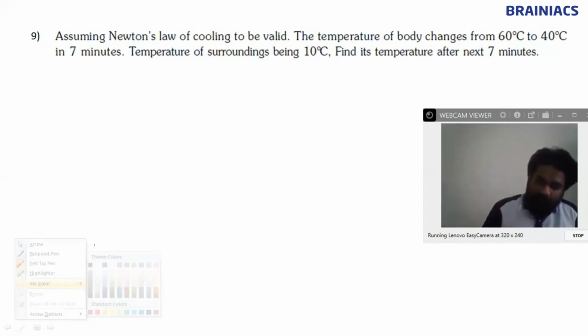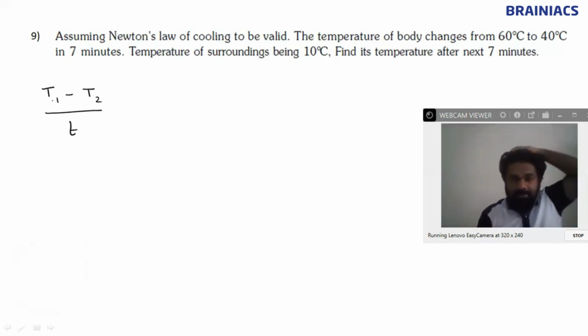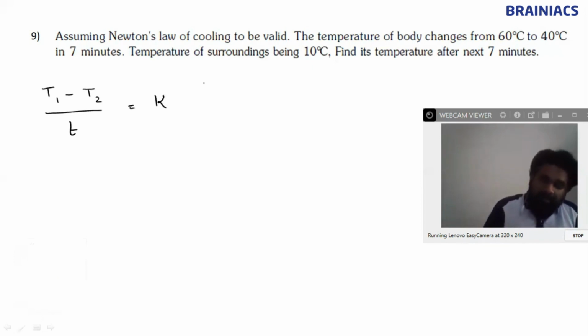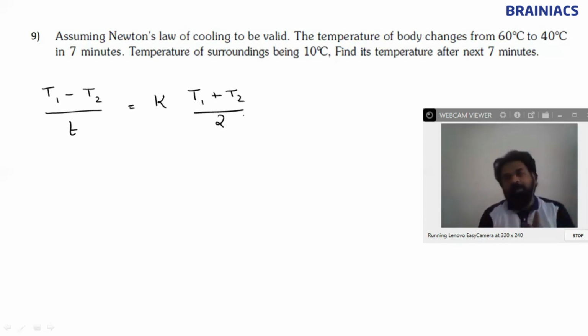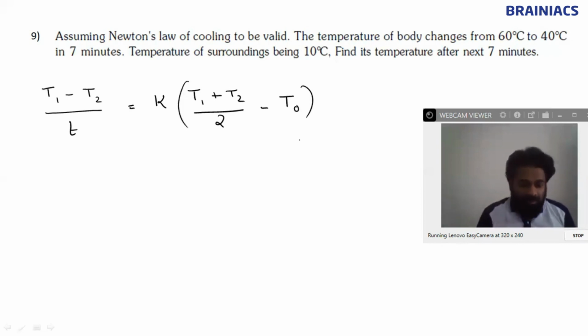So the formula for doing numericals, I had given a separate formula. That is T1 minus T2 divided by T. What is this? This is the final temperature minus initial temperature of the body divided by T. This is the rate of cooling. This is equal to a constant into the average temperature of the body between initial and final, minus T naught. What is T naught? T naught is the surrounding temperature.